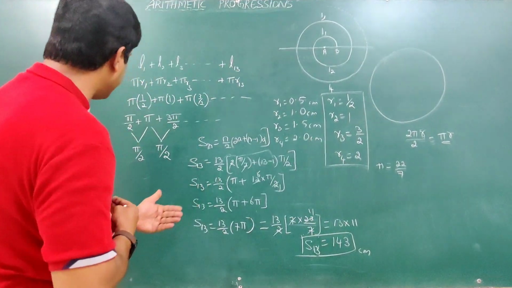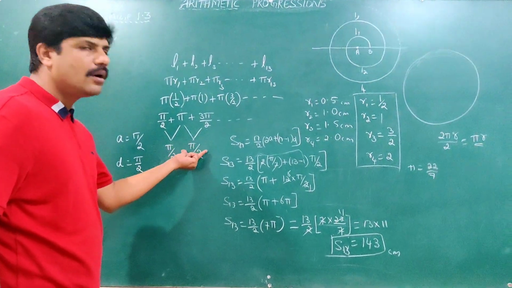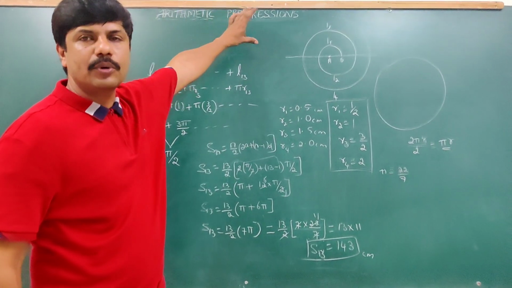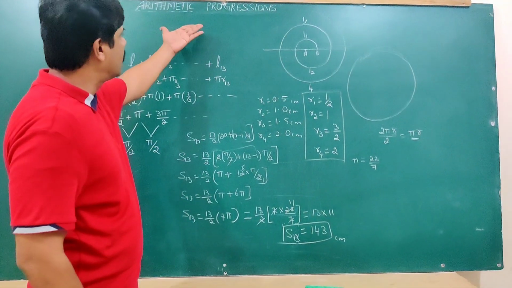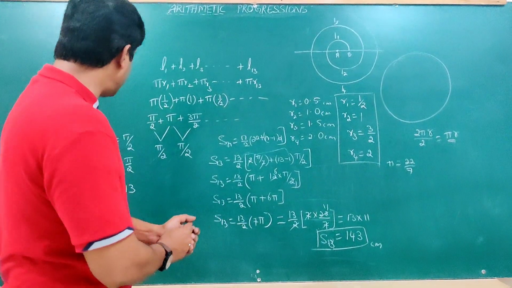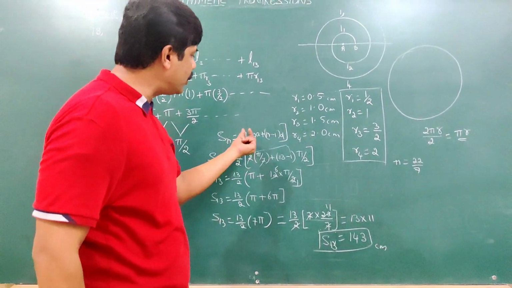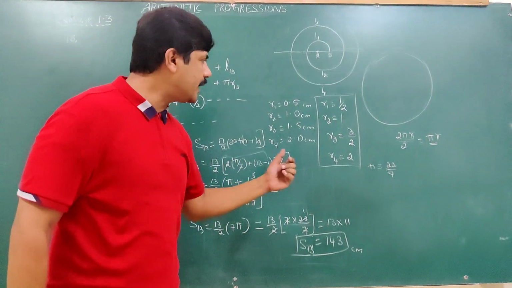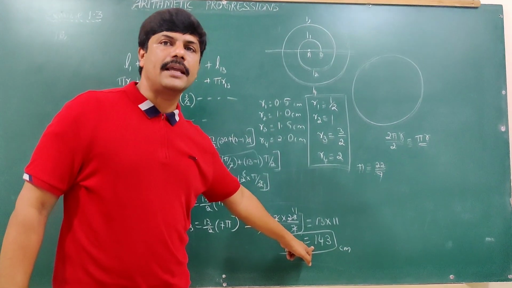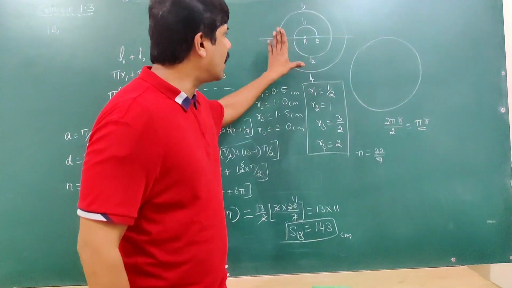If you see the difference between the consecutive terms, you are getting the common difference pi by 2. Thus, it forms a set of numbers in arithmetic progression because they have a common difference. Using the Sn formula, Sn equals n by 2 into 2a plus n minus 1 into d, we substituted all the data. Finally, we got 143 centimeters. 143 centimeters is the total length of this spiral.